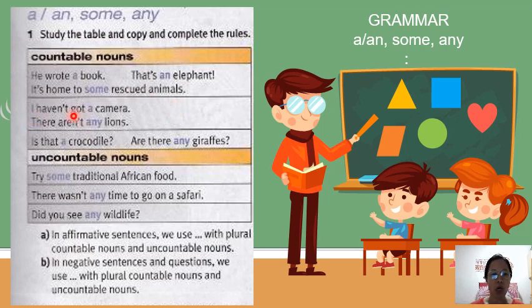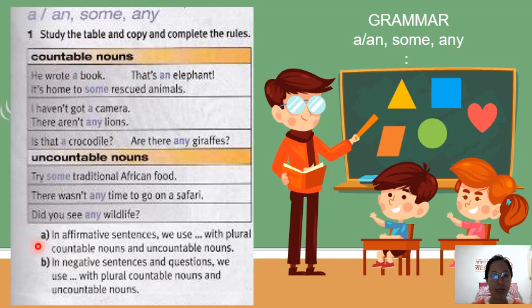I haven't got a camera. There aren't any lions. In a negative form, we use any. Is that a crocodile? Are there any giraffes? So for countable nouns, we can use a, an, some, any. For uncountable nouns, things that cannot be counted, we can also use some and any. But we cannot use a or an for things that cannot be counted.